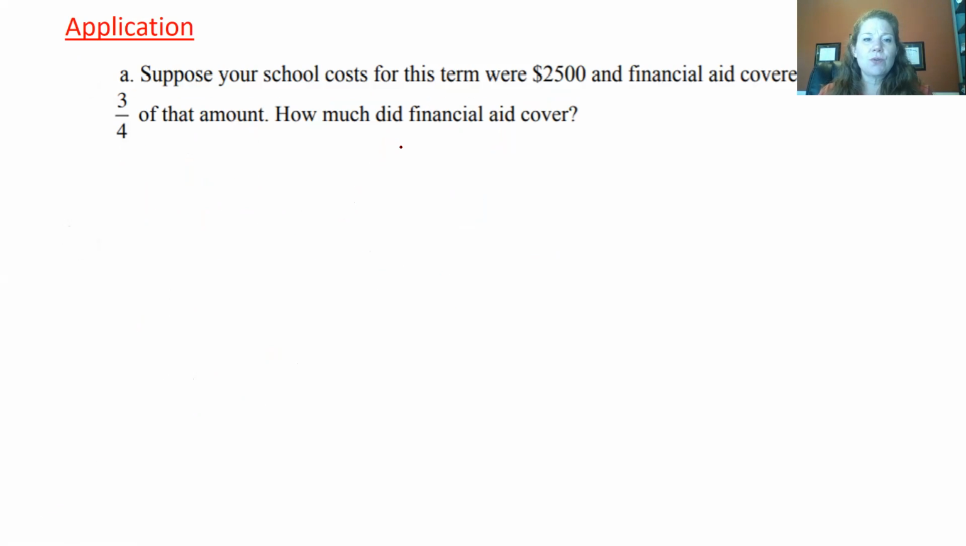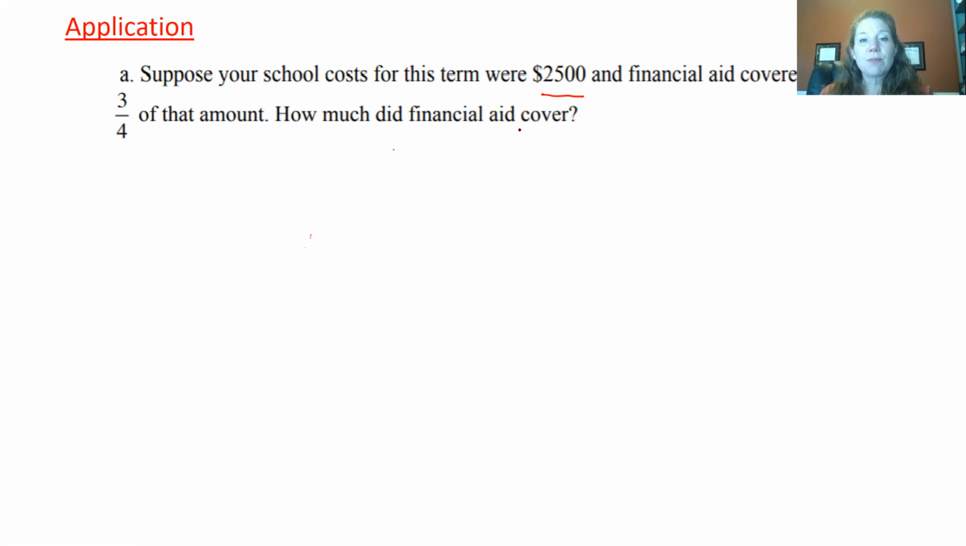Application. Suppose your school costs for this term were $2,500 and financial aid covered not all of it, because all of it would be 4/4, but your financial aid covered 3/4. So how much did financial aid cover? So since it didn't cover it, our final answer, would it be more than, equal to, or less than $2,500? It would have to be less than. It didn't cover the whole amount. So our final answer has to be less than $2,500, right?